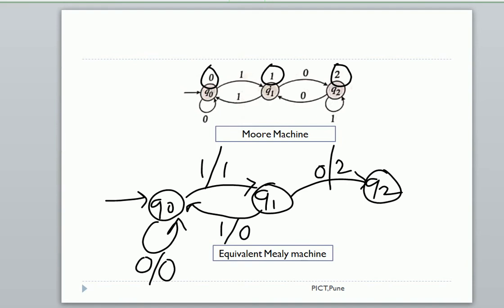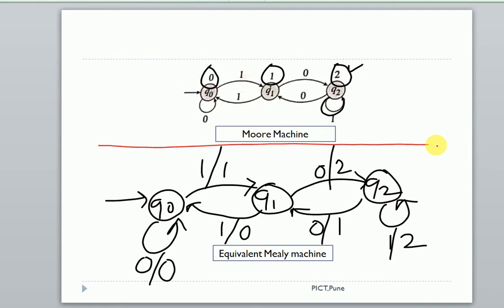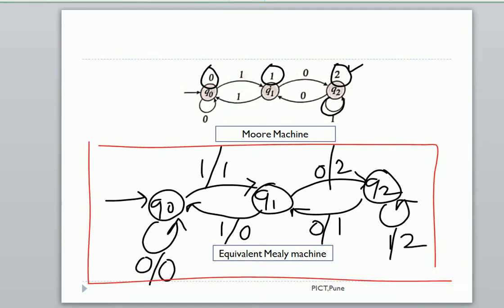And then Q2 on 0. Q2 on 0 goes to Q1 here. Output associated with Q1 is 1. So here it is 1. Q2 on 1 goes to itself, so we will go back here. Output associated with Q2 is 2. I will write it here. Fine. So whatever we get, finally, this is my Mealy machine as my output is associated with the state transition.